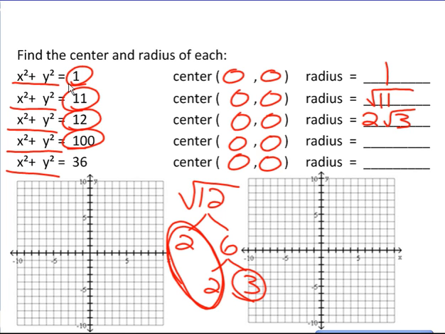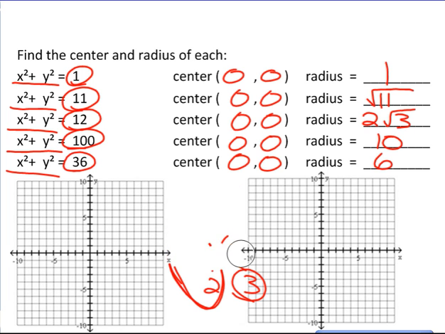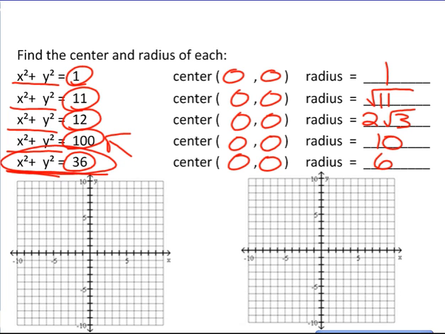This one, we have 100. The square root of 100 is 10. And the last one, the radius is the square root of 36, which is 6. Now, I don't want you to graph all of these, but I am going to have you graph the last two. And I will graph this one right here, and I'm going to have you graph on your own that one.